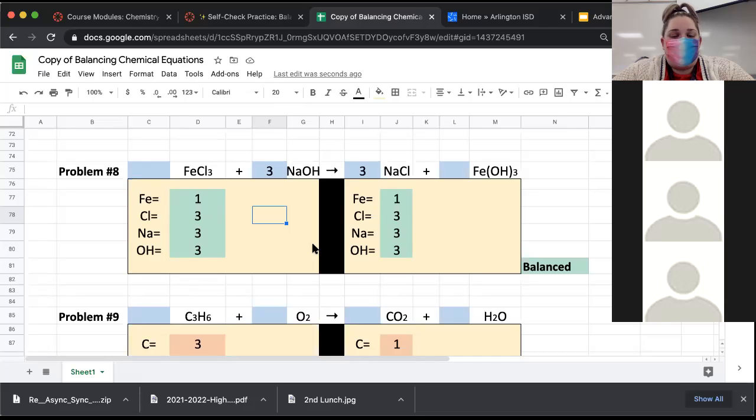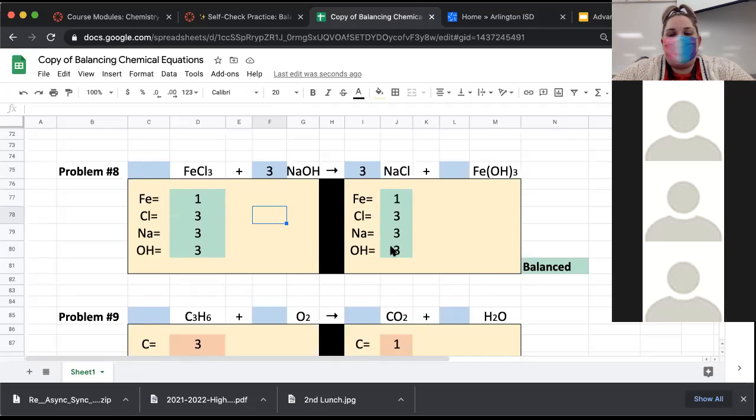What can I multiply by to make them match? Okay. And then if it affects another element, like when we put the 3 here to fix the chlorine, it also changed the sodium. You have to keep track of that because at the end, you want everything to be the same. Okay. So here we have 1 iron, 3 chlorines, 3 sodiums, and 3 hydroxides.